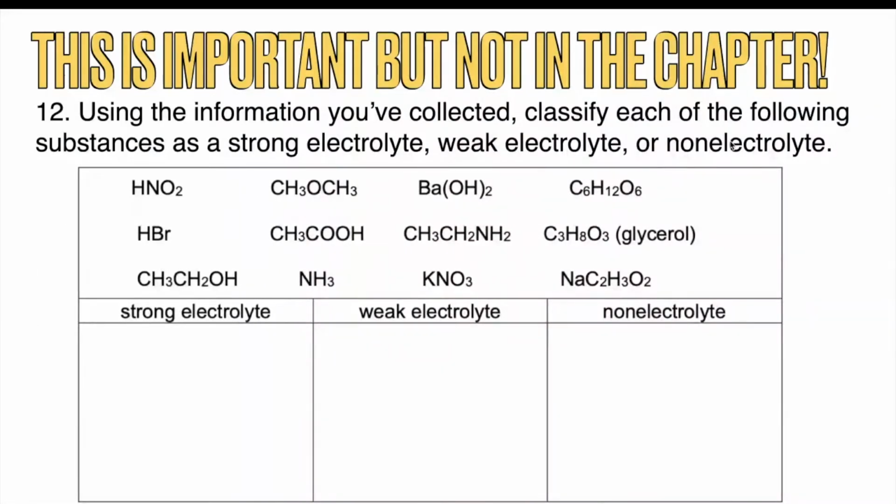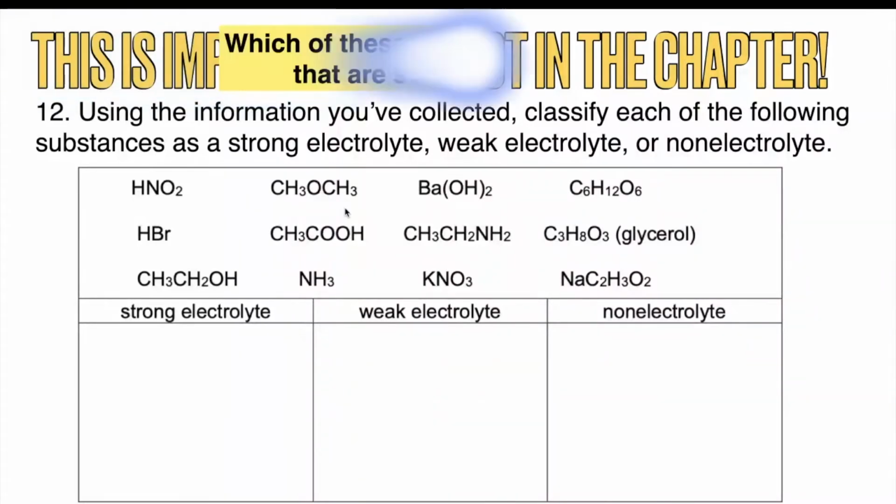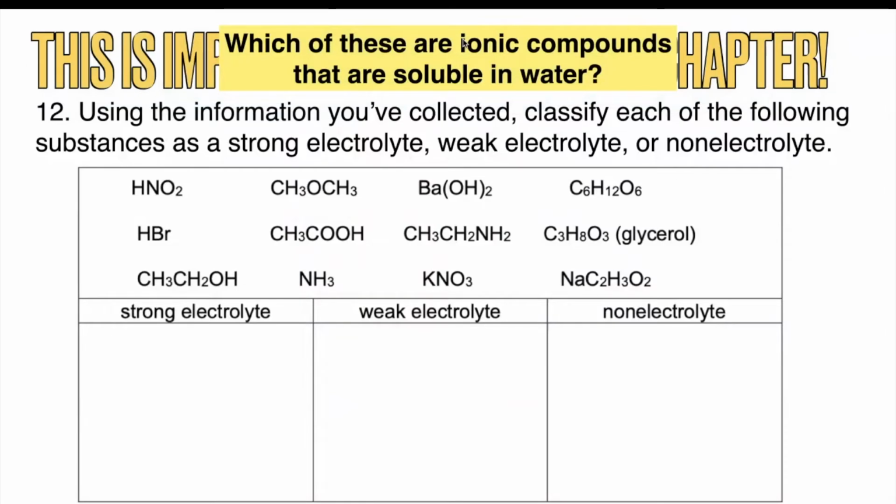Strong, weak, or non-electrolyte. All right, so I'll tell you what I would do first. The first thing I would do is find which are ionic compounds that are soluble in water. Let's see if we can find them. All right, first one I saw right here, KNO3, potassium nitrate. Cross it off our list.